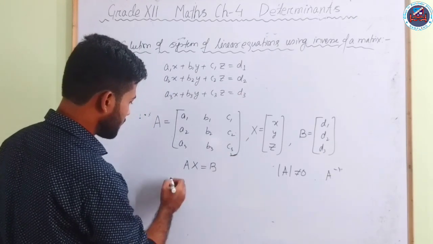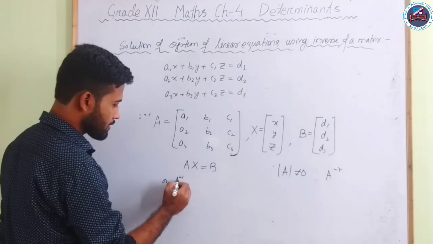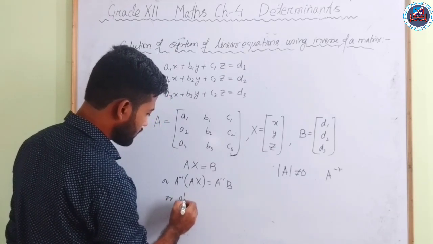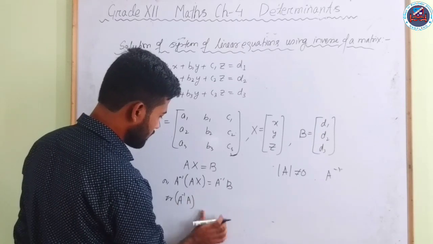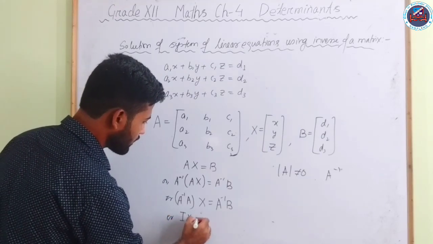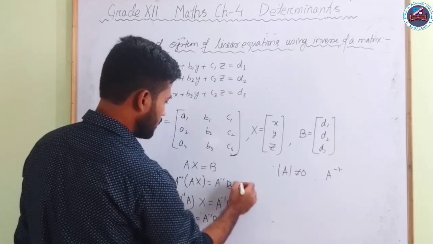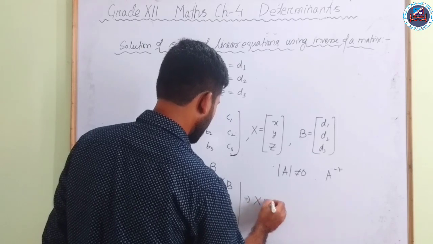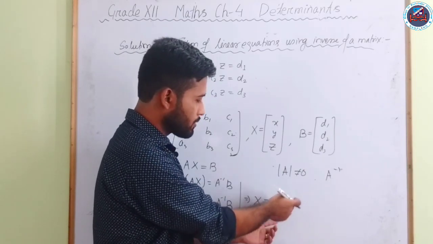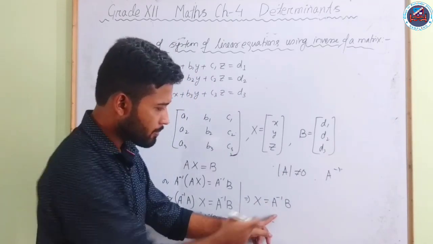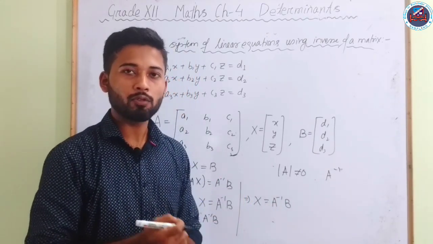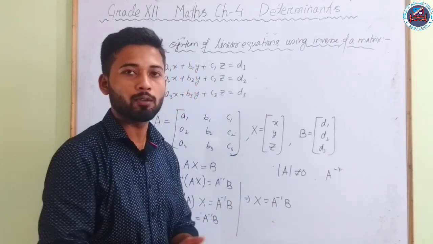If we are able to find the inverse of A, let me multiply A inverse on both sides: A inverse into AX equals A inverse B. A inverse into A will be I, so I into X equals A inverse B, or this can be written as X is equal to A inverse B. That means I can find the value of X by multiplying A inverse and the matrix B. And we also know from the matrix chapter that the inverse of a matrix, if it exists, is always unique. So whatever solution we get here for X will always be unique.